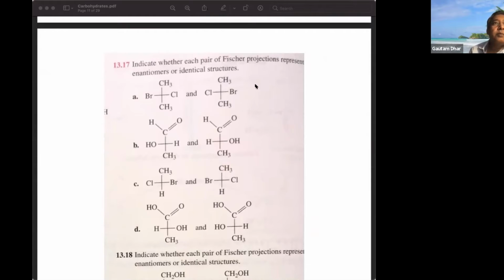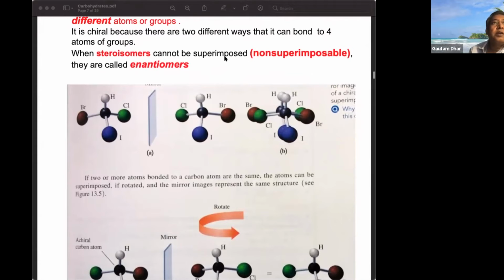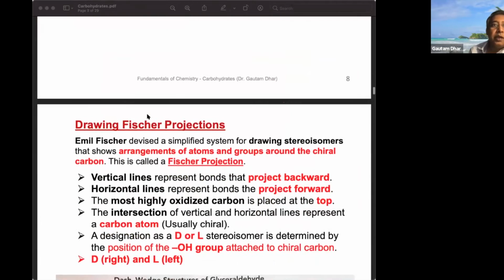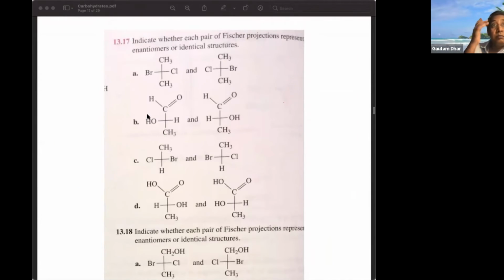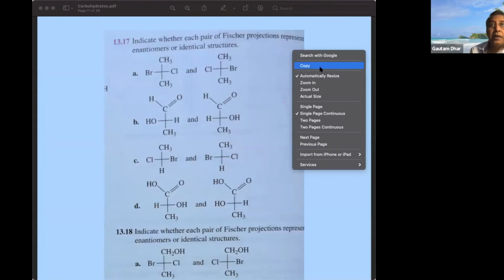Okay, let's try to figure this out. So what do you think? Now, as I said, the mirror images are called enantiomers. The stereoisomers that cannot be superimposed are called enantiomers. So if you look at these two, are they enantiomers? First, are they chiral? Second, are they mirror images? If they are superimposable, then they are not chiral, the same molecule.